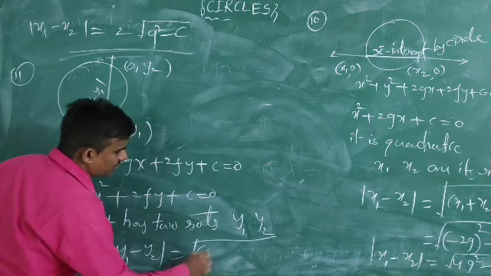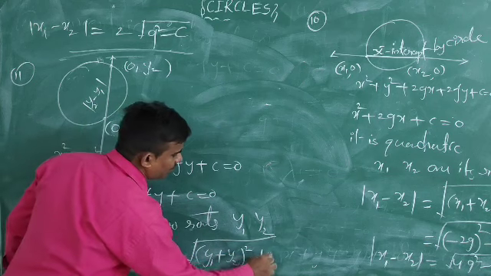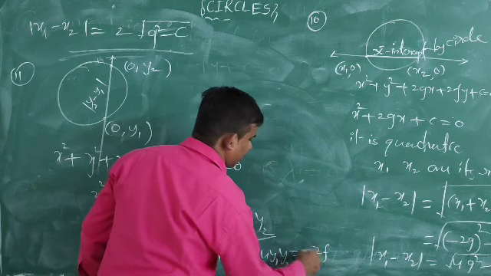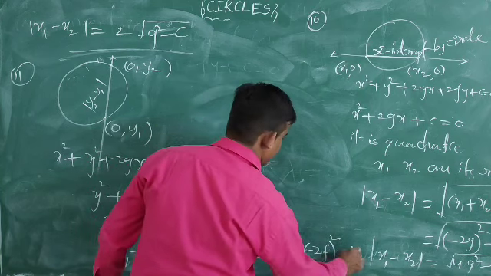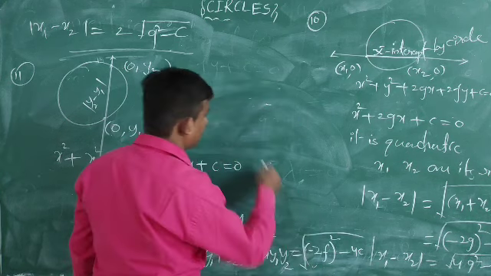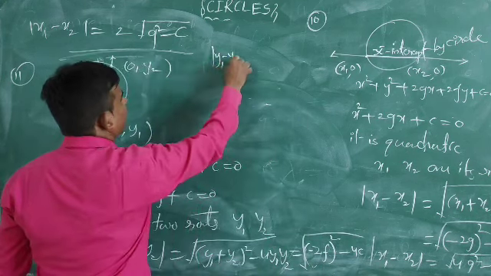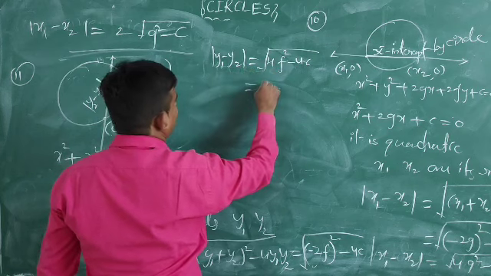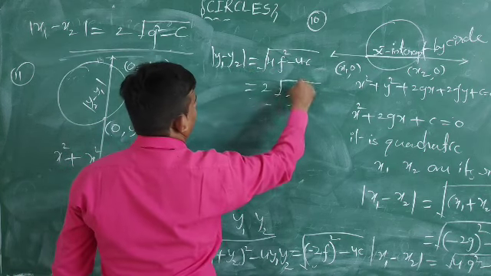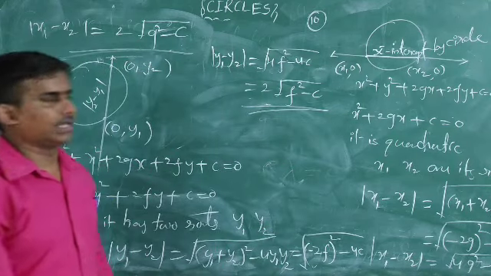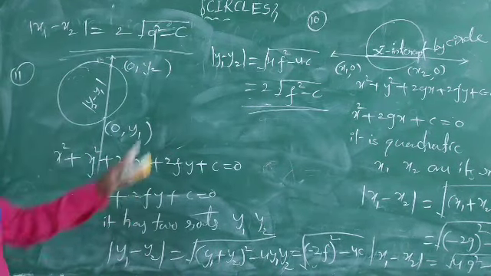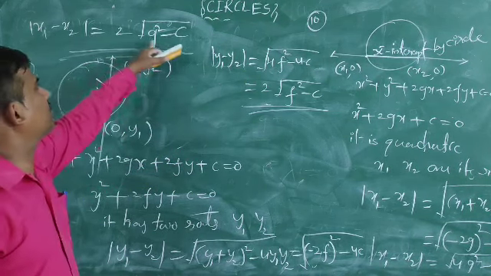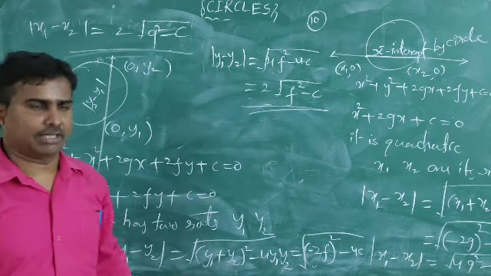How can we get the modulus of y1 minus y2? It is the square root of (y1 plus y2) whole square minus 4 y1 y2. From it we get the square root of (minus 2f) whole square minus 4c. From it, the modulus of y1 minus y2 will be equal to the square root of 4 times f square minus 4c, and taking 4 as common, it will be equal to 2 times the square root of f square minus c. This is the y-intercept. So very important concepts: the x-intercept made by the circle and the y-intercept made by the circle, whose equations are 2 into square root of g square minus c, and 2 into square root of f square minus c.